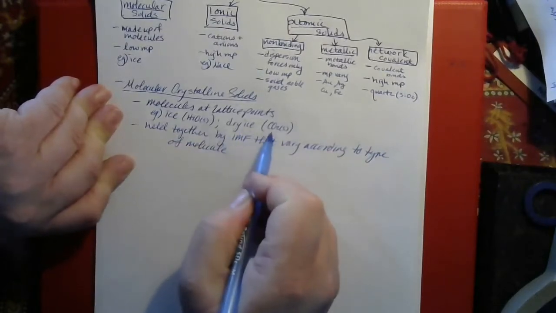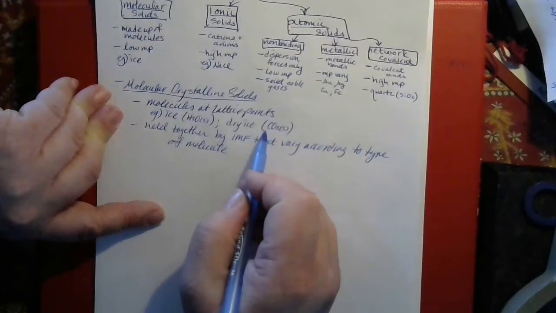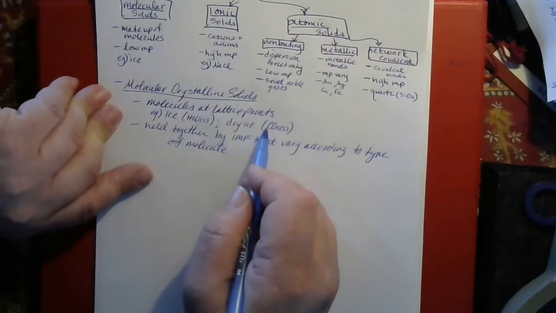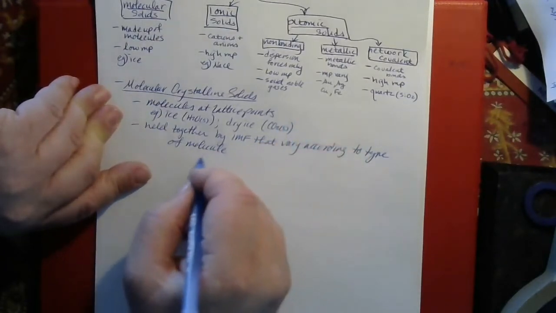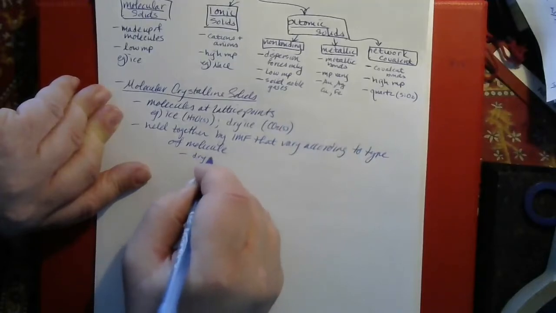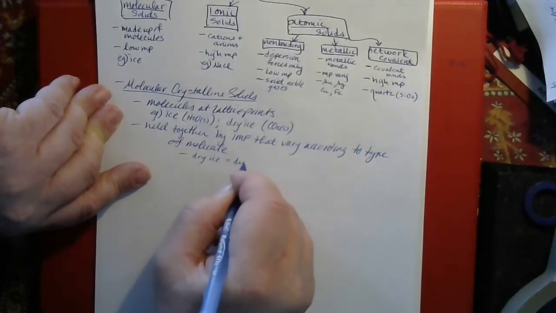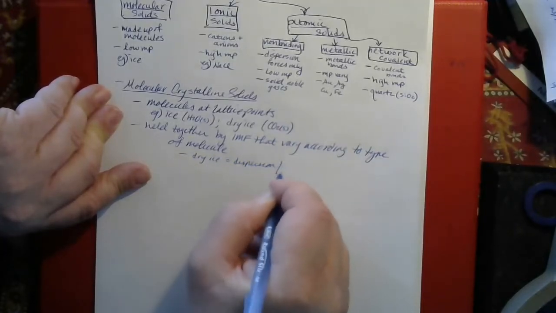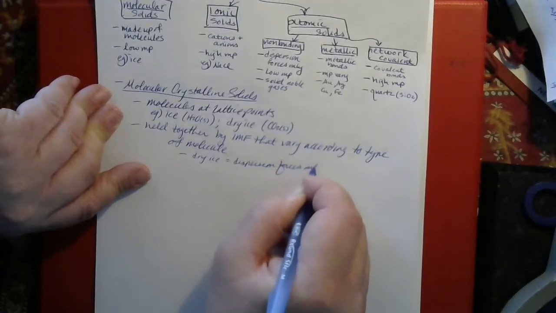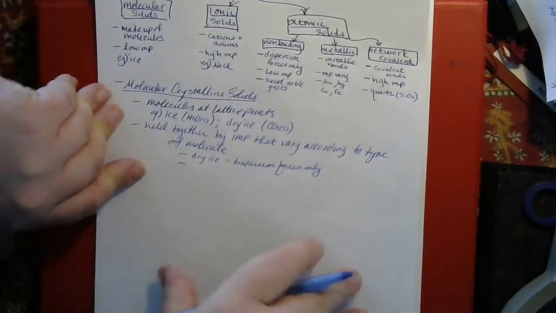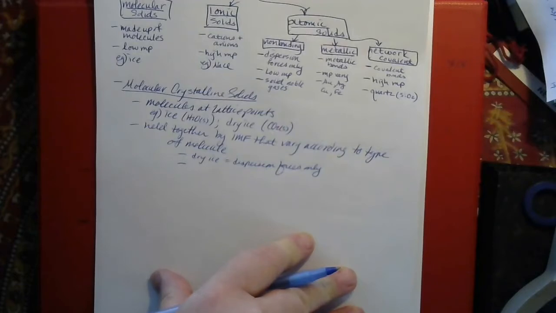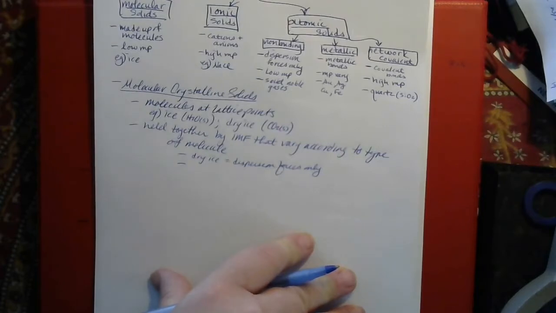So if it's dry ice, the molecules are CO2, and you've really got nothing but dispersion forces. And that's why dry ice leaves the solid phase at a very low temperature and sublimes directly to gas if you're at atmospheric pressure, or can become liquid carbon dioxide if you're at a pressure of 5 atmospheres or greater.